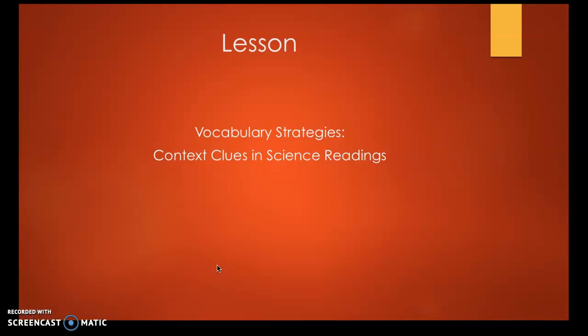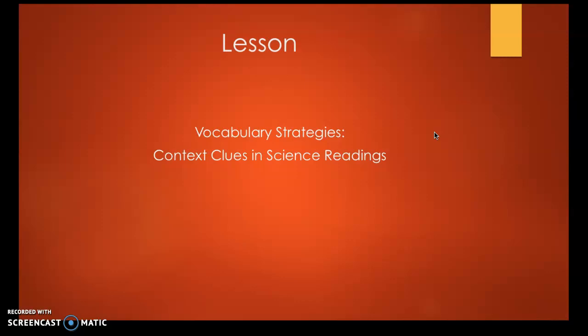Hey class, I want to talk a little bit about another active reading strategy that can help you with vocabulary. The thing we have talked about for dealing with vocabulary to this point is to basically go to the dictionary and look up the word and then paraphrase the definition that you find there. But sometimes you can figure out what a word means without going to the dictionary. And the way you do that is by using context clues within the reading.